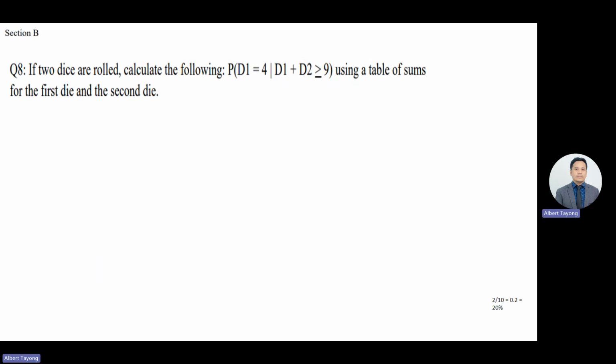Okay, number 8, if two dice are rolled, calculate the following. P of D1 is equal to 4, given that D1 plus D2 is greater than or equal to 9. We have here a given, so this is an example of conditional probability.